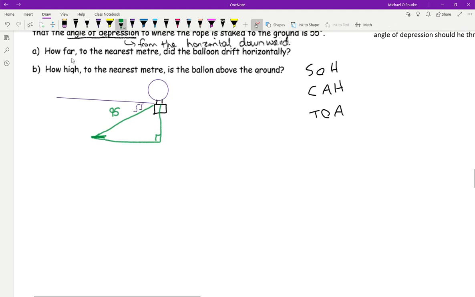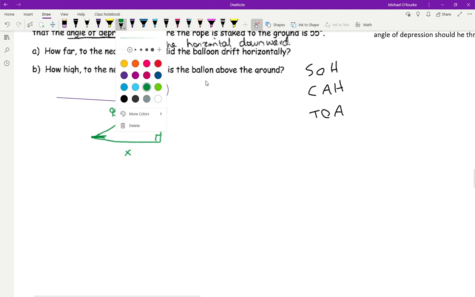Good. How far to the nearest meter did the balloon drift horizontally? So we're trying to find this distance here. So we have a 90 degree here, but we don't have this angle or this angle. Could we find it? There's actually two ways we could find it. We could find this angle one way, or we could find this angle in a different way. Do I have any suggestions?